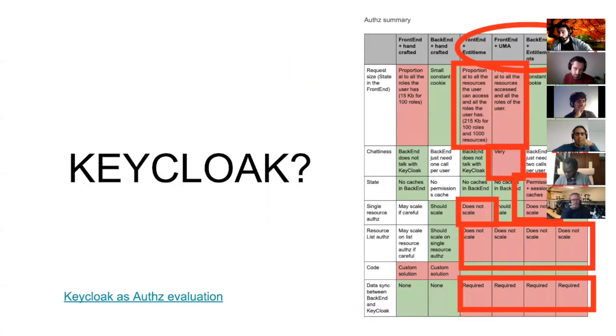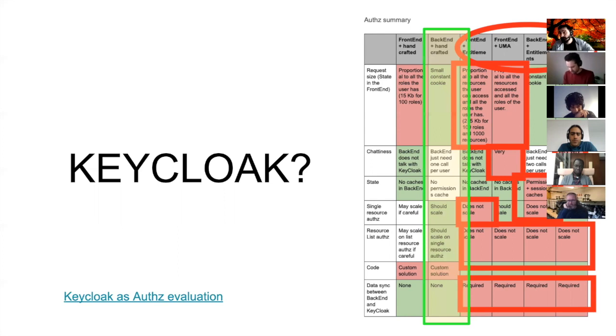Cool. The next question, why not KEYCLOAK? That would be another option. Basically, this was my first piece of work for Akvo, to do an evaluation of KEYCLOAK as an authorization service. So there on the right, those 4 options at the top, front-end plus entitlements API, front-end plus UMA, all those options mean using KEYCLOAK. And as you can see, there is a lot of red there about why it's not a good option to use KEYCLOAK. Basically, it doesn't scale, and it just doesn't work.